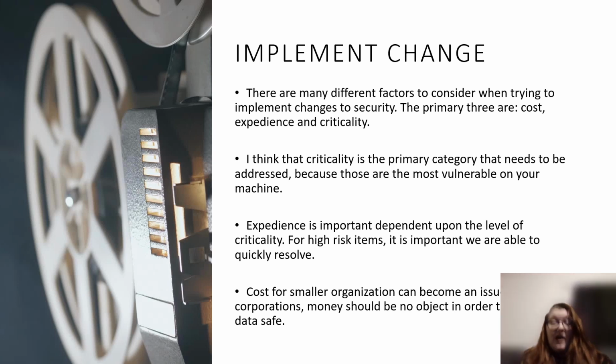Implementing change. So there are many different factors to consider when trying to implement changes to security. The three primary changes are cost, expedience, and criticality. I think that criticality is the primary category that needs to be addressed because those are the most vulnerable to your machines or your servers and your data. Expedience is also important dependent upon the level of criticality. For high-risk items, it is important we are able to quickly resolve.